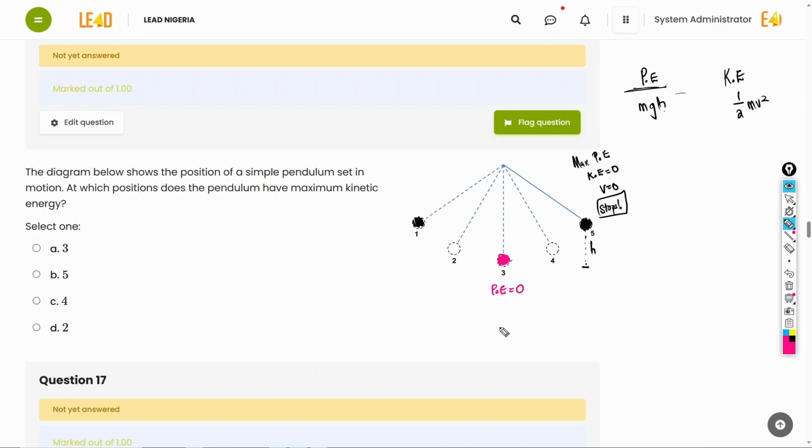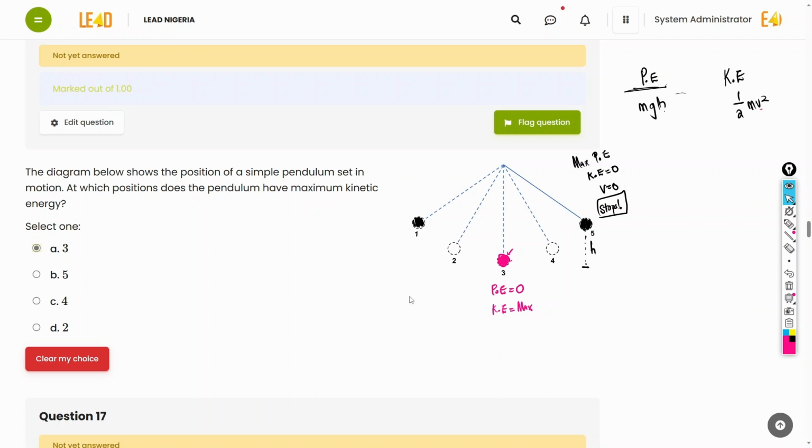So your potential energy is 0, but your kinetic energy is maximum. And why is your kinetic energy maximum? Because of course it depends on velocity, right? At the endpoint it is 0, then it begins to move and it gets fastest here. Remember, the acceleration is always directed towards the center, the fixed point. So that's where it's fastest. So the correct answer to this question is 3. All right, at position 3. Okay, so let's move on to 17.